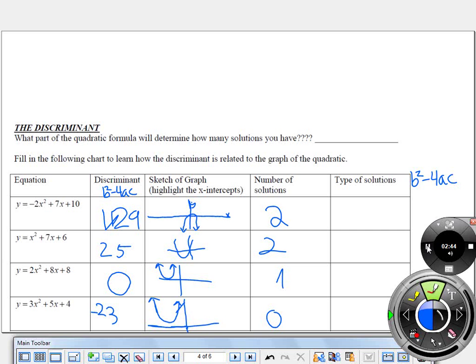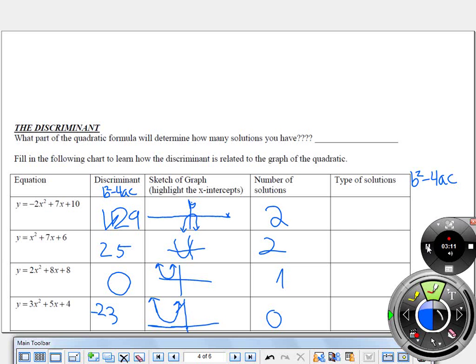Last one, we had a negative value. Okay. The parabola did not hit the x-axis. So therefore, there were no x-intercepts or no solutions, which was fine because you guys said if we had a negative under a radical in the quadratic formula, we wouldn't be able to calculate real valued solutions. Okay? Now, that all makes sense, okay, or should be connected.